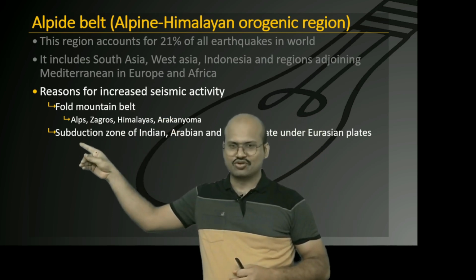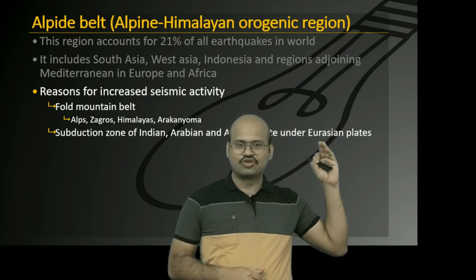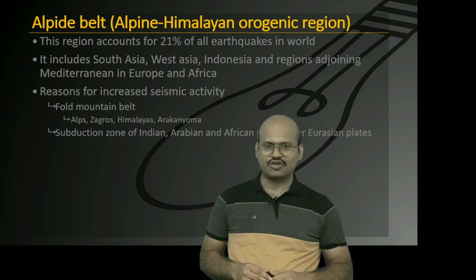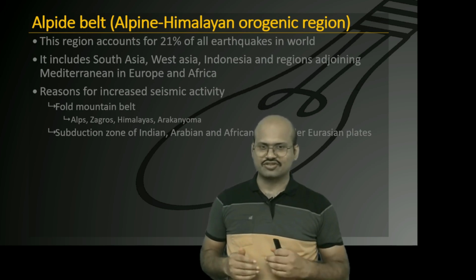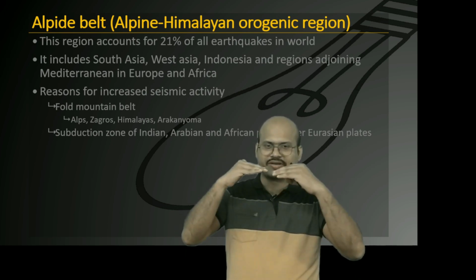Moreover, subduction zones occur because the Indian, Arabian and African plates are moving towards the Eurasian plate and they are subducting under the Eurasian plate. And because of this, earthquakes occur, because at the subduction zones, we know that a lot of tension exists between the two adjoining plates.